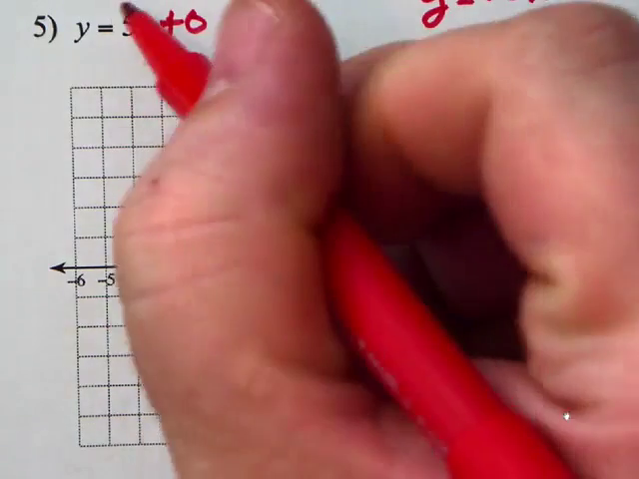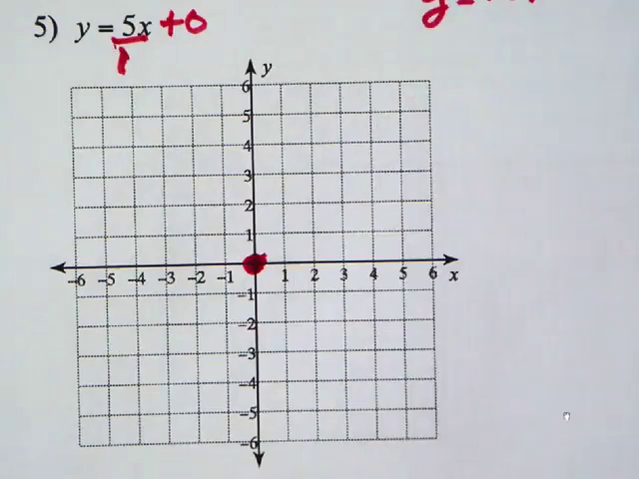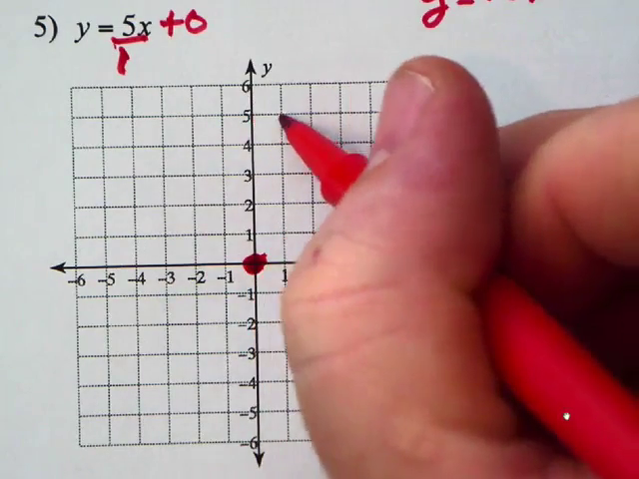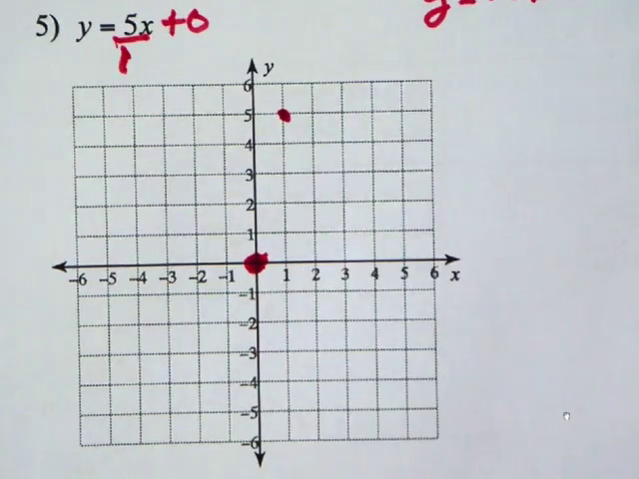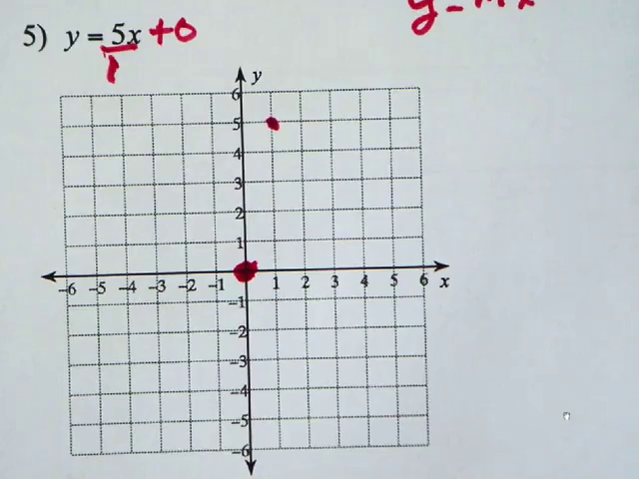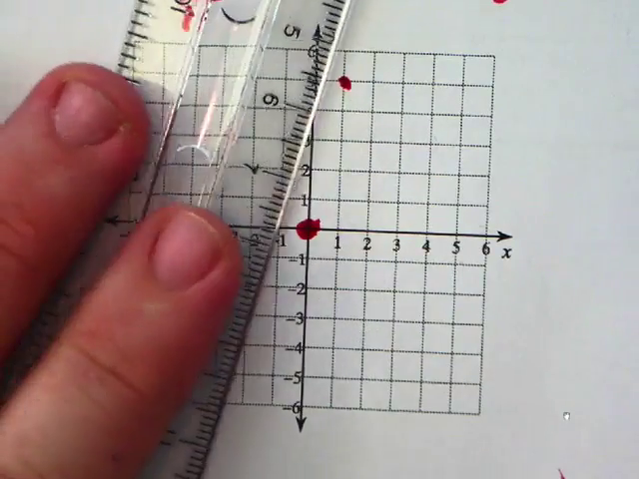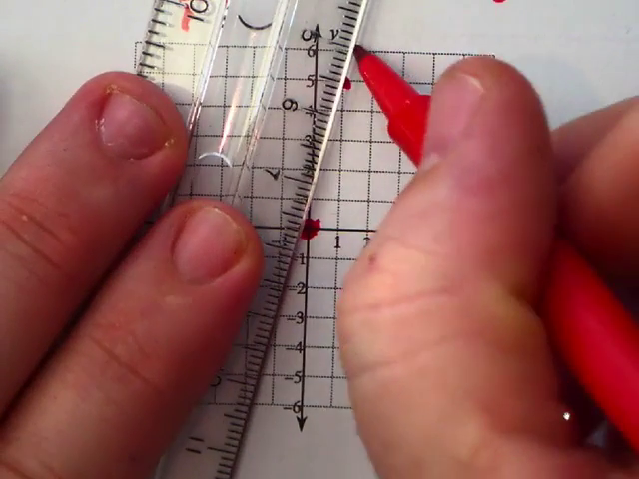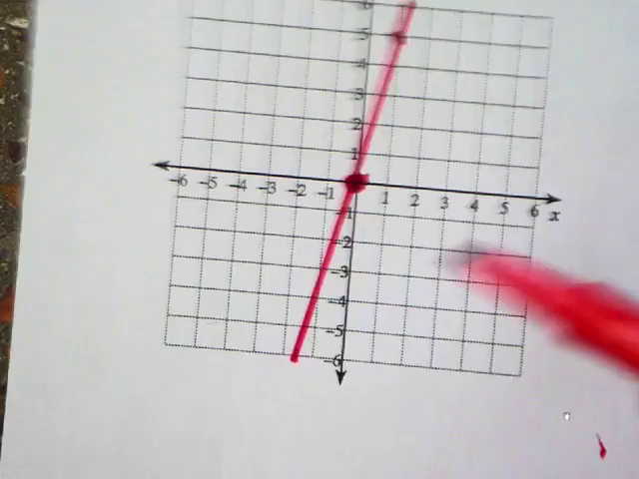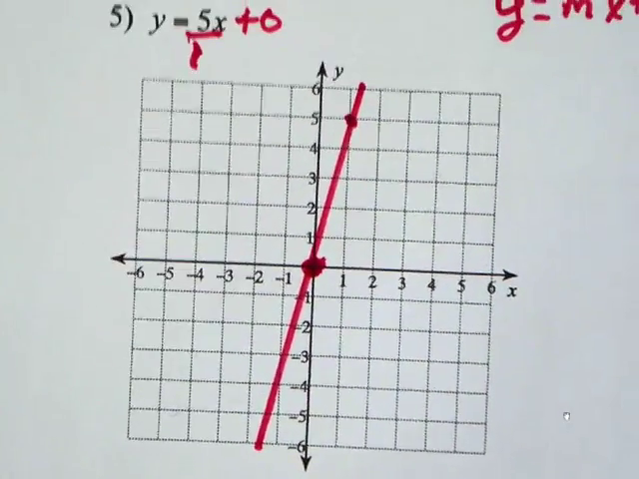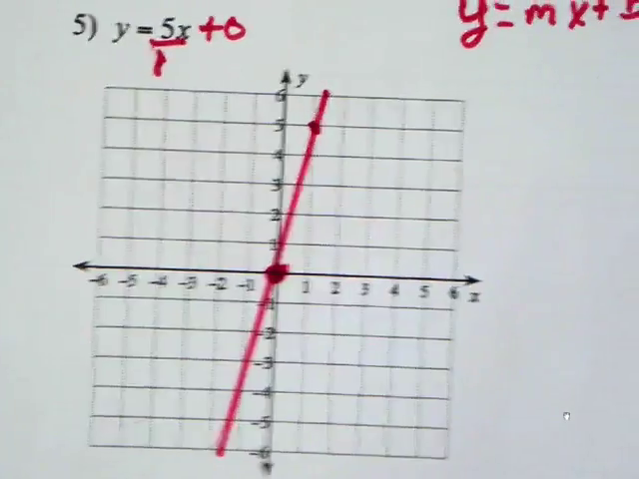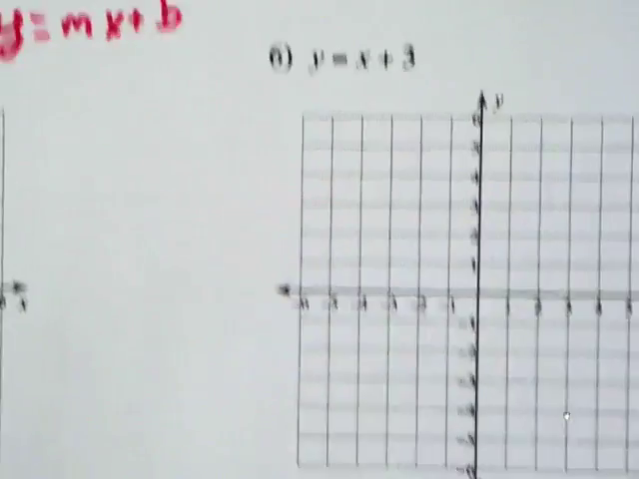And what's our slope? Our slope is 5 over 1. So we're going to go up 5 and over 1. And that gives us a line that goes up steep like that. Okay. Now let's move over to number 6.